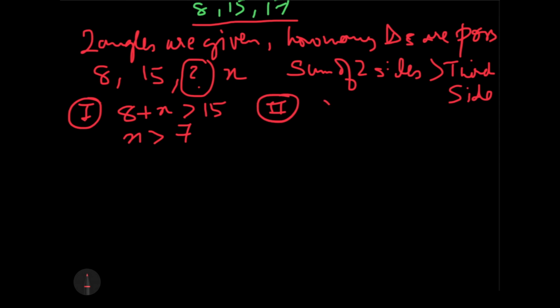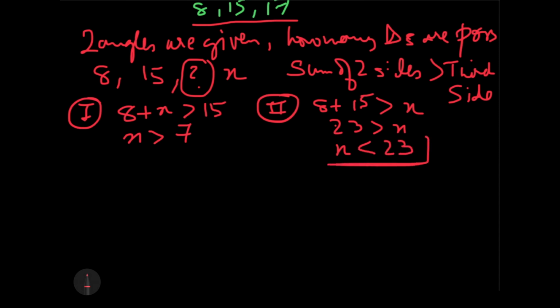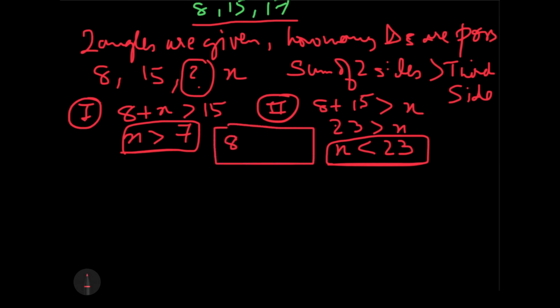Let me make a case like 8 plus 15 is greater than x. The reason I took this was to get an upper value of x, to see how far x can go. So that means 23 is greater than x, or we can also write it as x is less than 23. This is giving me the upper range, this is giving me the lower range. That means the value of x is possible from 8 to 22.